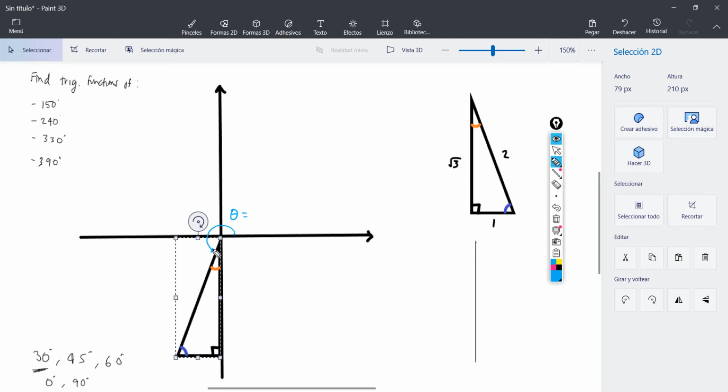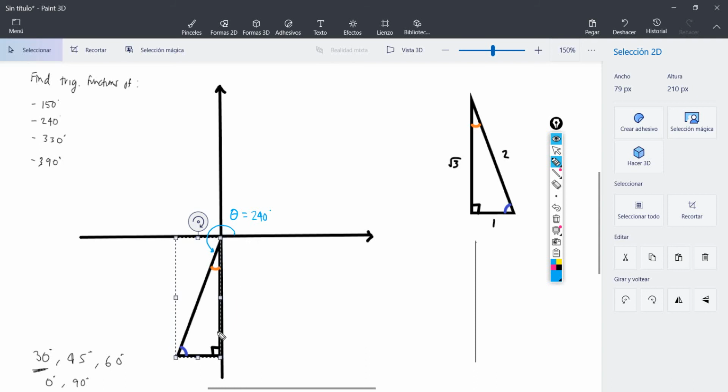We know that the blue plus the red angle should be 270, right? And if I know that the red angle is 30 degrees, then by deduction, I can conclude that this is 240, because 240 plus this little bit, which is 30, make up for 270, which we know is three quarters of a full turn, 270 degrees. So that's how you do it.